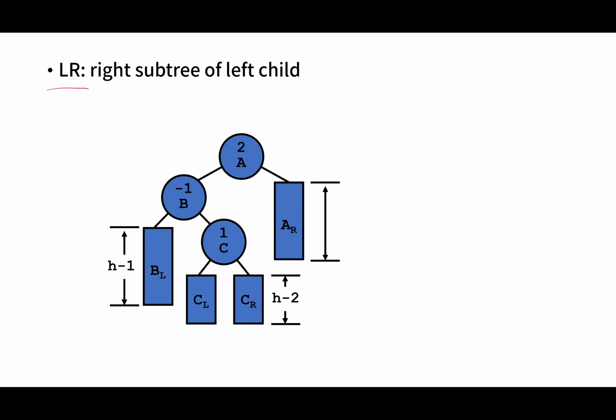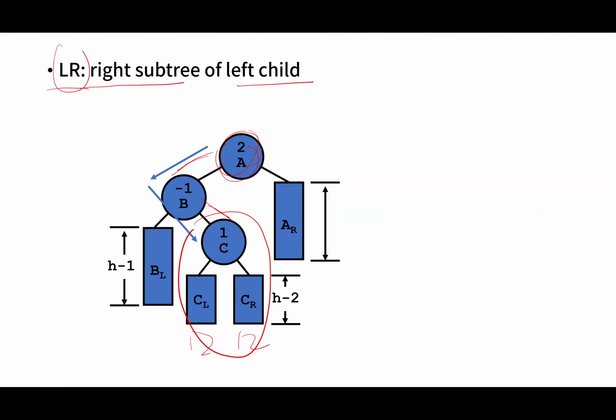For LR type, if the node is inserted on the right subtree of the left child, right subtree. If we insert a node in this or in this, and make this node become unbalanced, this kind of unbalanced tree is LR type.